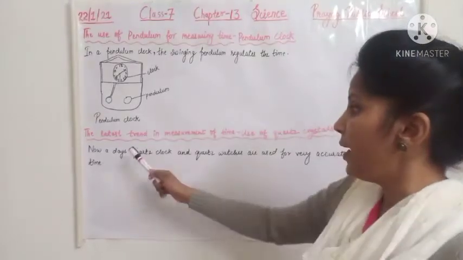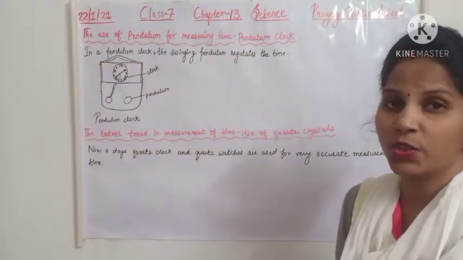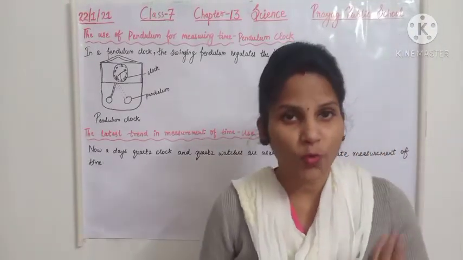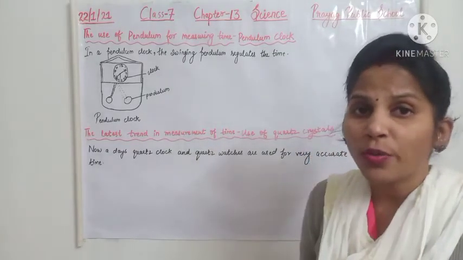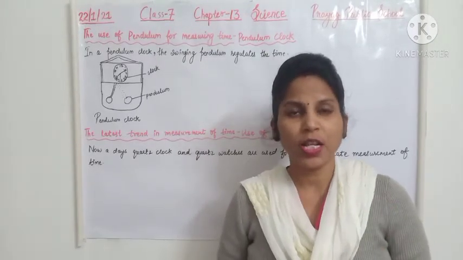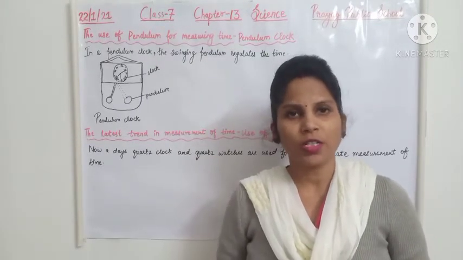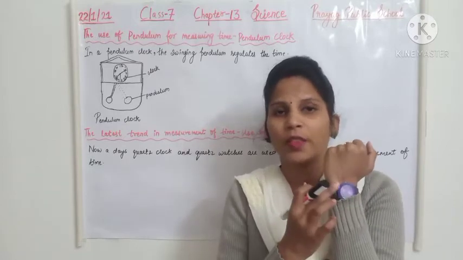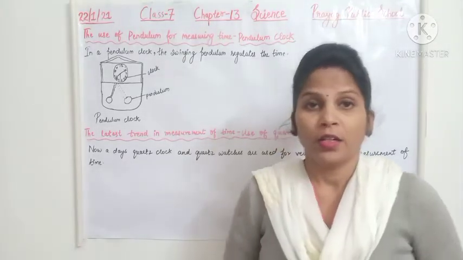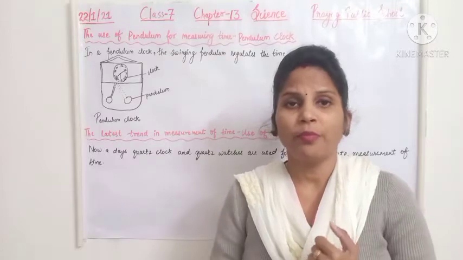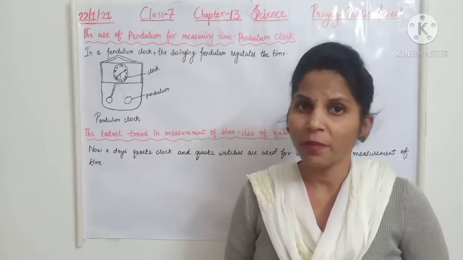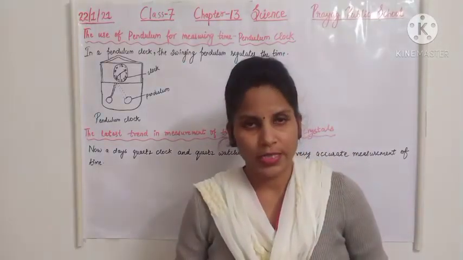Okay, now the latest trend in the measurement of time is the use of quartz crystals. So nowadays quartz clocks and quartz watches are used, which give very accurate measurement of time. Quartz watches are of two types, digital and non-digital. Non-digital watches are similar to these watches. They have hour, minute and second needles. Okay, and digital watches do not have hour, minute and second needles. They just display the time in digits. Okay, now everybody is wearing these digital watches.